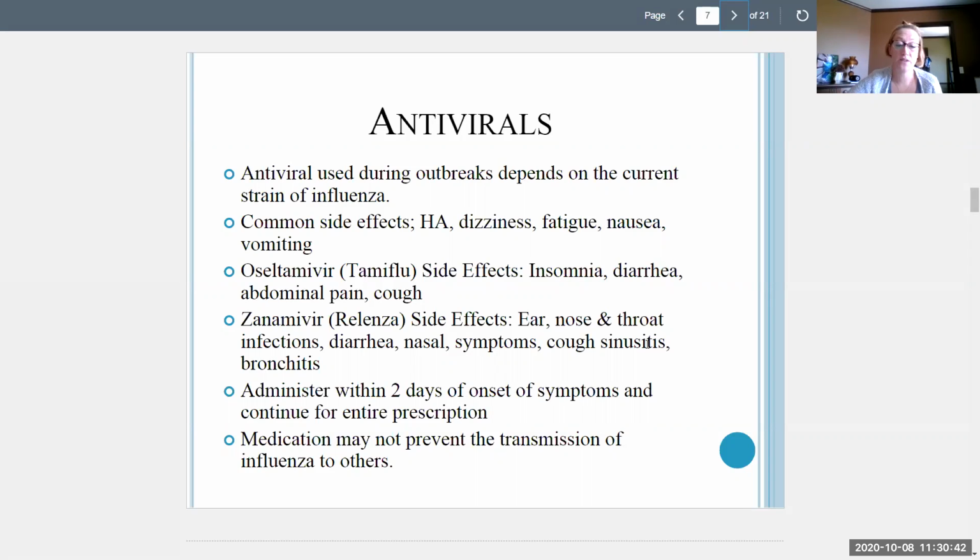You want to administer them within 2 days of onset of symptoms. So that's important, that they get those as soon as possible. It doesn't prevent the transmission of influenza to others, but it will help alleviate symptoms so they're not as sick as long.